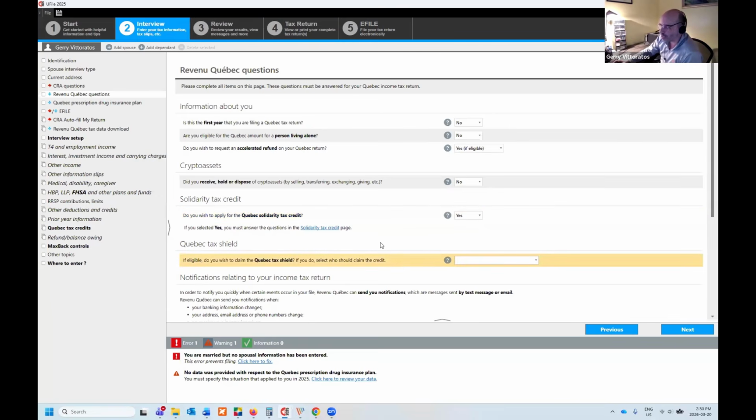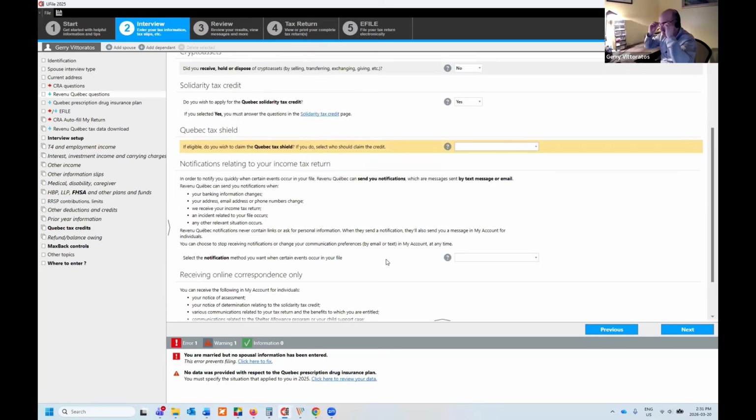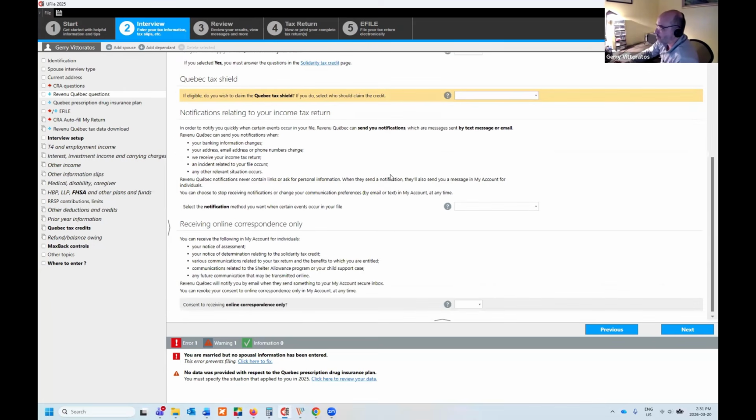All right, Quebec Tax Shield you can ignore. Unless you're claiming the work premium or you got childcare expenses, it does not affect you. And it's going to be gone as of 2026 as well to boot. And then you've got the notification again, just like on the federal. You could just leave it blank. Again, make sure that you're aware of what they won't send you, and then you got your online correspondence. Again, the moment you say yes, the government will no longer mail to you the notice of assessment. So be very wary of what you answer here.